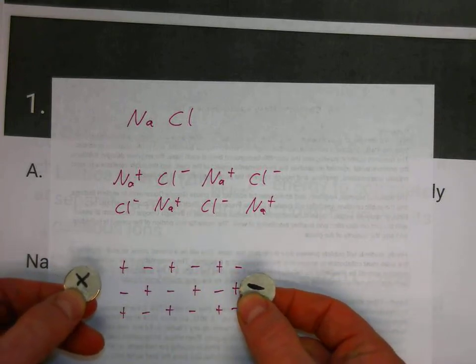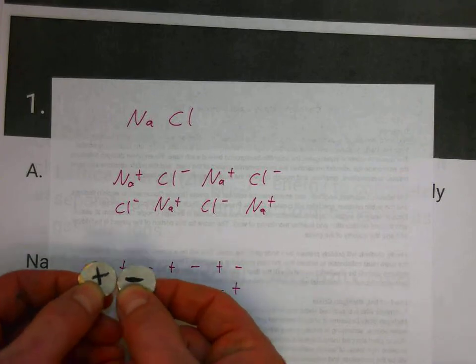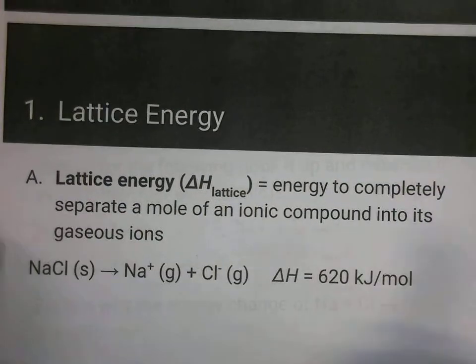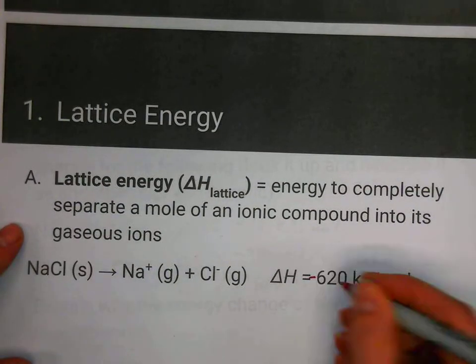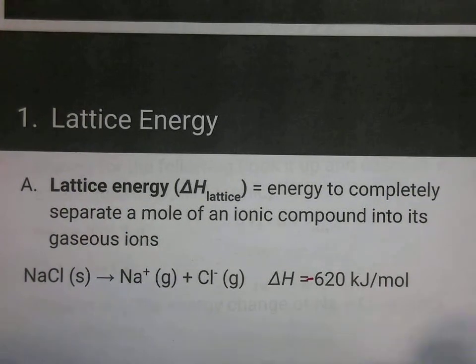So the lattice energy tells us how much energy it takes to pull apart the positive from the negative. And again, we can use that in reverse as well if we want to know how much energy is released when they are joined together. So we see here that this one was negative 620 kilojoules per mole in the case of the sodium chloride. So let's take this in conjunction with Coulomb's Law to make some predictions.